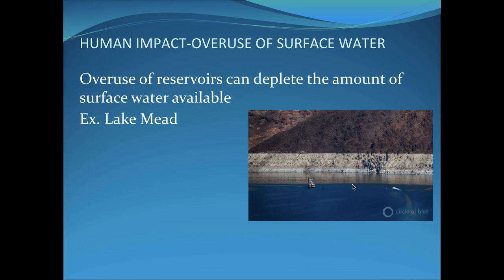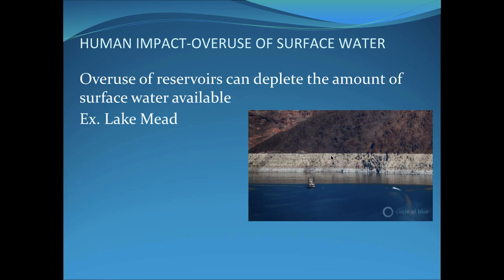All right. Even if we have a reservoir, we can deplete the amount of surface water. This is Lake Mead, which is a part of the Colorado River. And it's right outside of Las Vegas, which is a really heavily populated area in the middle of a desert. So people are using a lot of water in an area where water isn't found naturally.